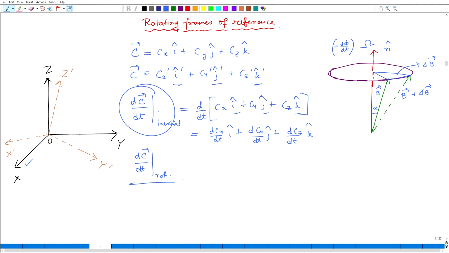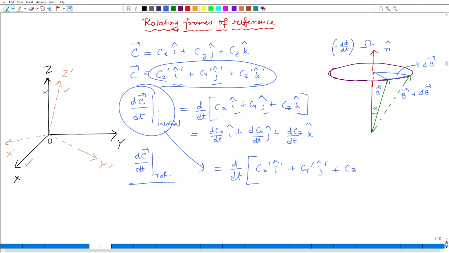But I also know that this c vector is also equal to this, and the time in both the frames of reference is equivalent. And that is why I can also say that this dc/dt is also equal to d/dt of cx prime I cap prime plus cy prime j cap prime plus cz prime k cap prime. You can ask me, this is an expression in the prime frame, why do I write that? This is an expression for the whole vector, which is also true in the unprimed frame as well, when you write the whole vector.